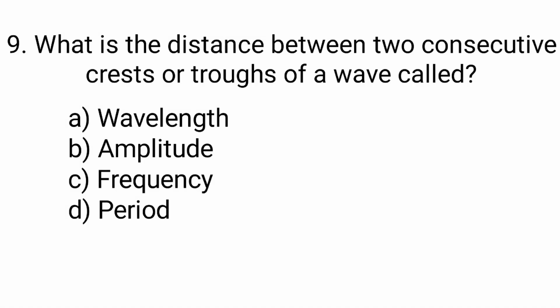Question number 9. What is the distance between two consecutive crests or troughs of a wave called? Option A wavelength, B amplitude, C frequency, D period. The correct answer is option A wavelength.